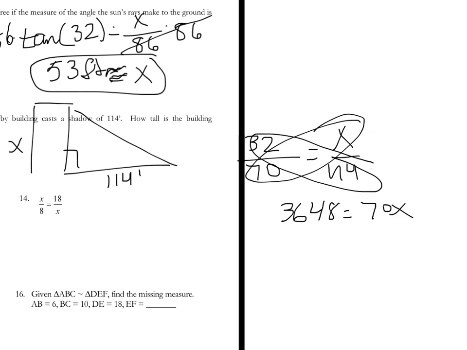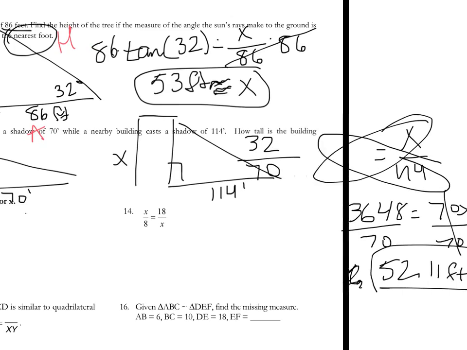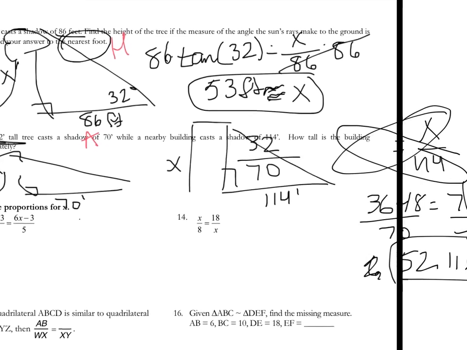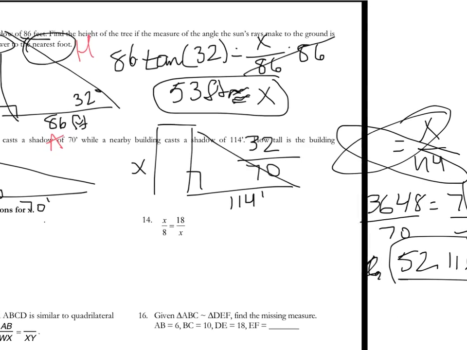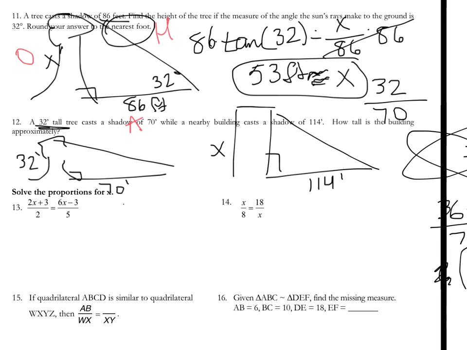And now we divide by 70, divide by 70, because I really want to solve for that height, and I get 52.11 feet equals x. And you know, it does make sense because this is bigger than 32. And that's good because the shadow from the tree was only 70 feet, and the shadow from the building was a whole 114. Okay, here we go.